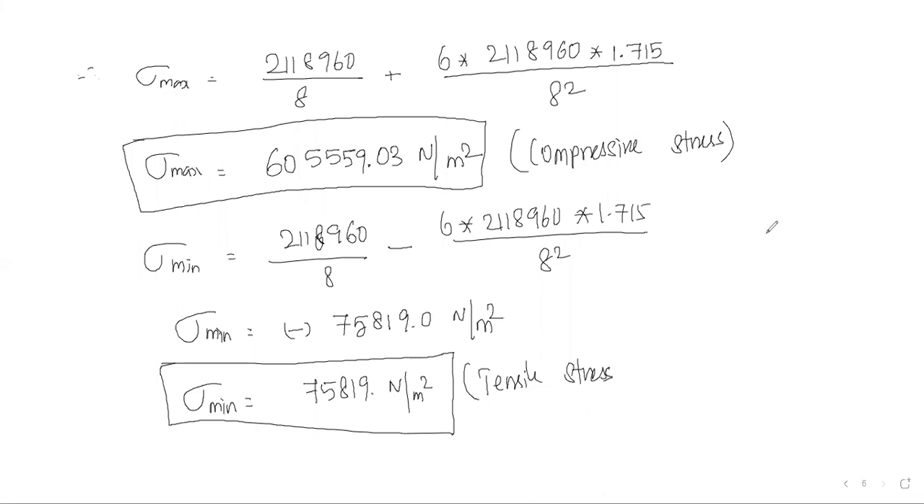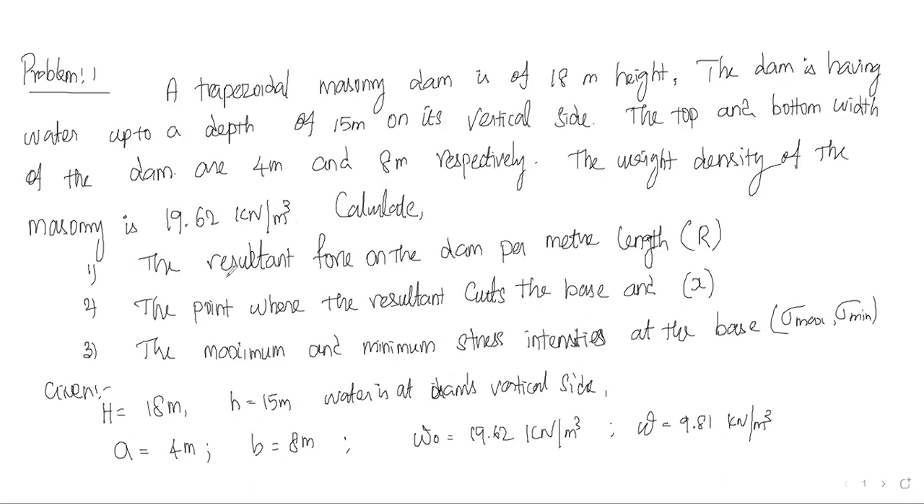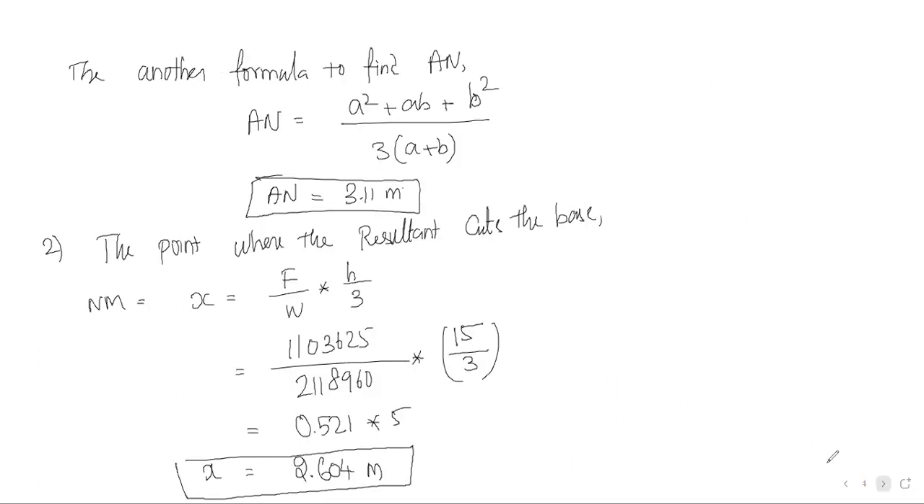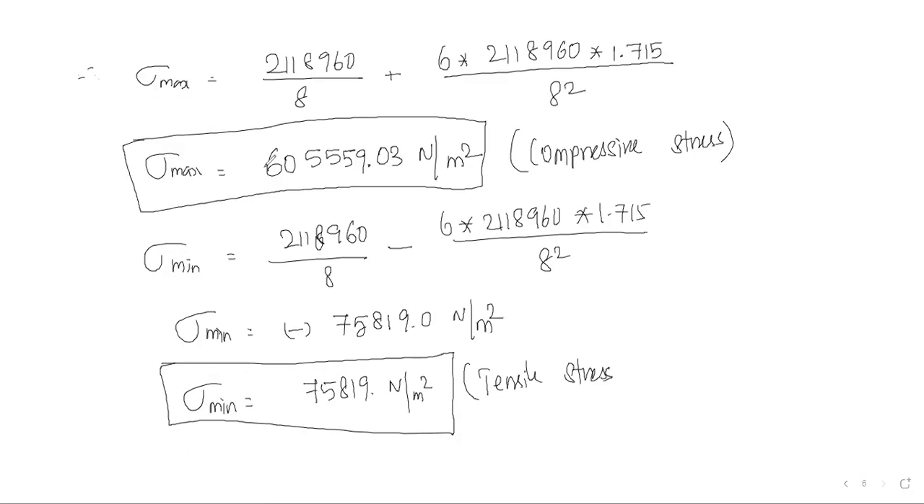So this is the answer for our given problem. Corresponding to the answer, sigma maximum is equal to 60,559.03 Newton per meter square compressive, and sigma minimum is equal to 75819 Newton per meter square tensile stress. Okay.